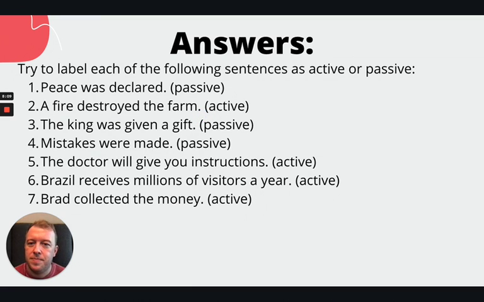Totally okay. The king was given a gift. Okay, passive. Who is giving this gift? We don't see it. Mistakes were made. I love this one. Who made the mistake? Don't know. Don't see it. Okay? All we know is that we have the verb to make and we have the object, mistakes. Okay, so mistakes were made.